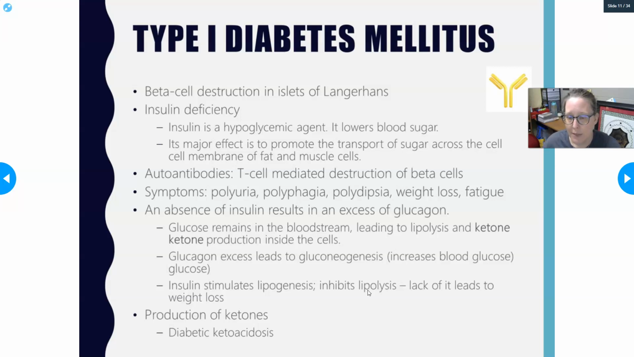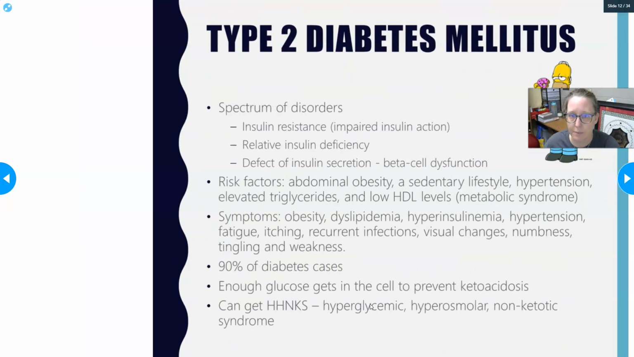In type 1 diabetes, there is no insulin, and the lack of it leads to weight loss because of lipolysis. Insulin normally inhibits lipolysis; it's no longer present, so the fat cells break down and release their fat content to be burned for ATP, which leads to the weight loss. And because the patient is burning fat as fuel, there will be production of ketones, which can lead to diabetic ketoacidosis. We're going to talk about that in a few slides.